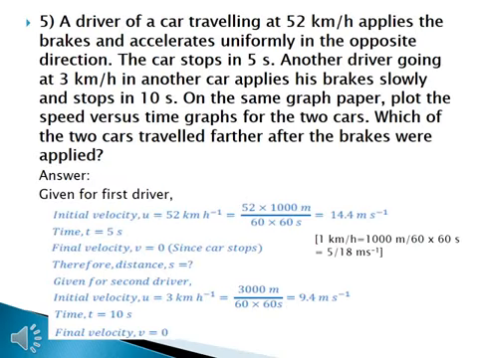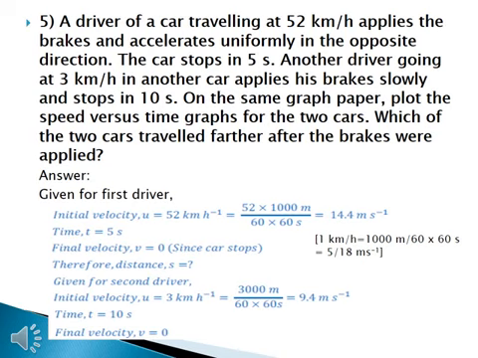The fifth question is: a driver of a car traveling at a speed of 52 km per hour applies the brakes and accelerates uniformly in the opposite direction. The car stops in 5 seconds. Another driver going at a speed of 3 km per hour in another car applies his brakes slowly and stops in 10 seconds. On the same graph paper, plot the speed versus time graphs for the two cars. Which of the two cars traveled farther after the brakes were applied?